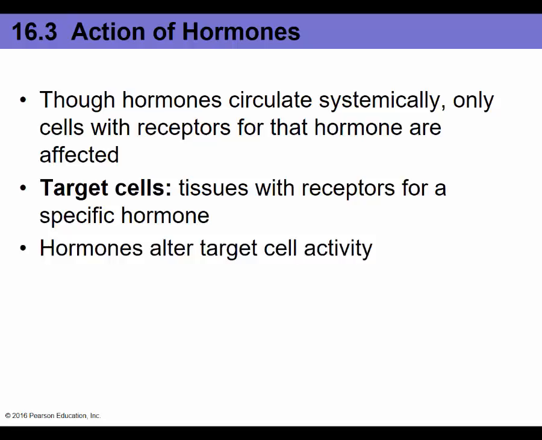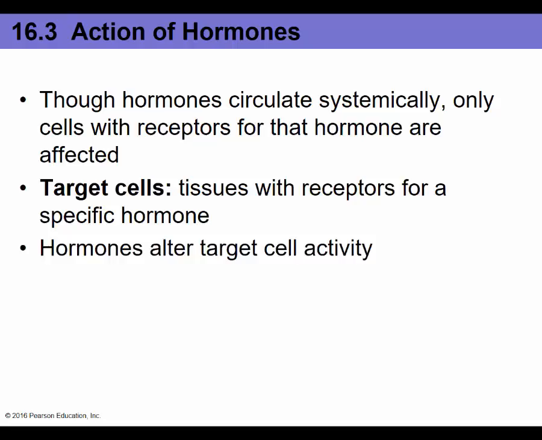So if we look at the target cells, which are cells that respond to a hormone, an endocrine gland secretes its hormone and then it acts on a target cell to cause something to happen. For example, if we talk about testosterone, testosterone acts on the cells of the seminiferous tubules, stimulating spermatogenesis.